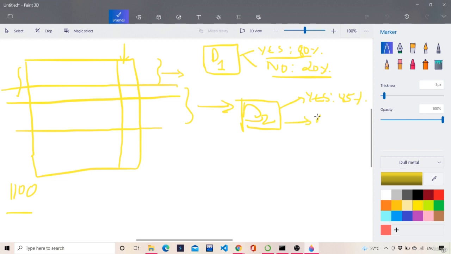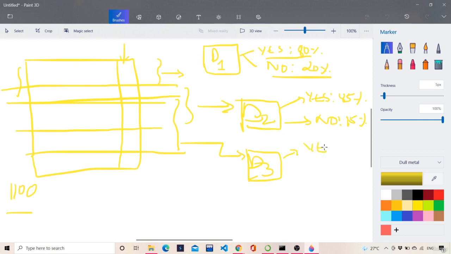Okay, and no was something like 15%. Then I will repeat the same process. Now I did it from the 30th row to this. Now we'll do from the 50th row to the 100th row. So from the 50th row to the 100th row I will run D3, the third instance of the decision tree. And over here I observe that yes was something like 80% and no was something like 20%.